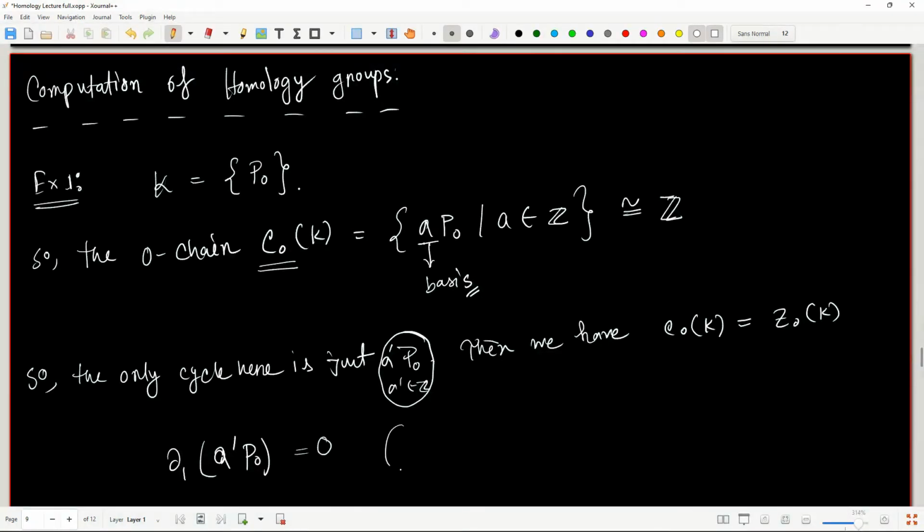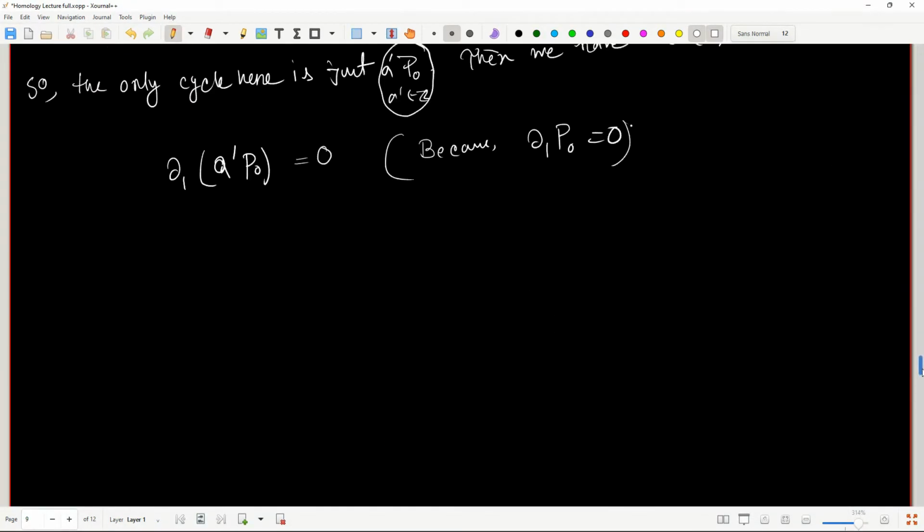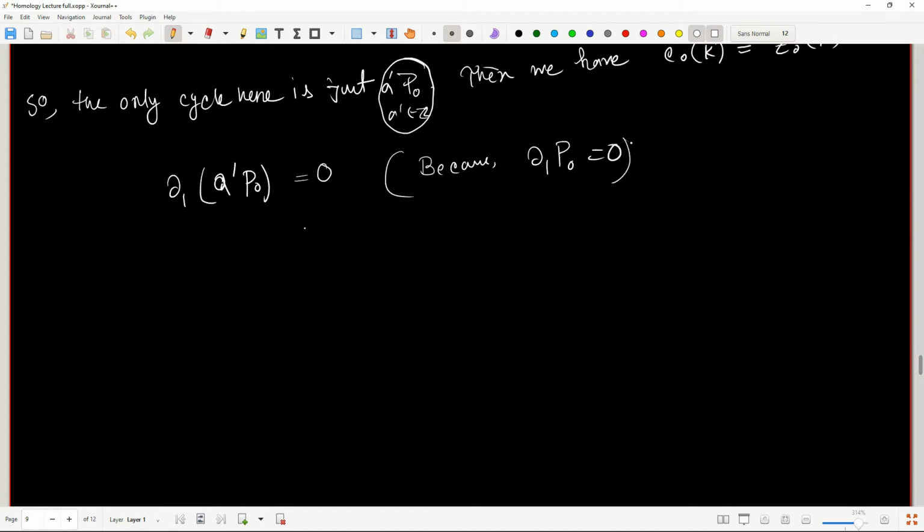Why? Because by definition del1 P0 is 0. A point doesn't have a boundary. So you can see that there is only one element in B0, and that is just the 0, or so to say the identity element of Z under addition. So this B0 of k is just written like this. Now we have all the essential information to compute the zeroth homology group.